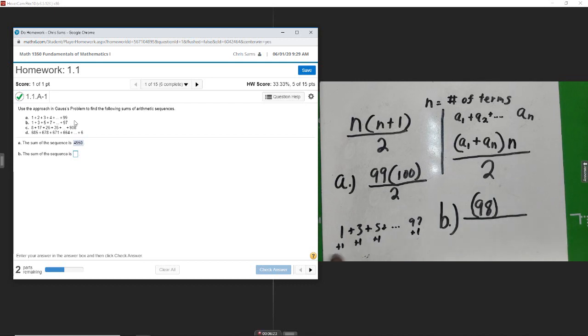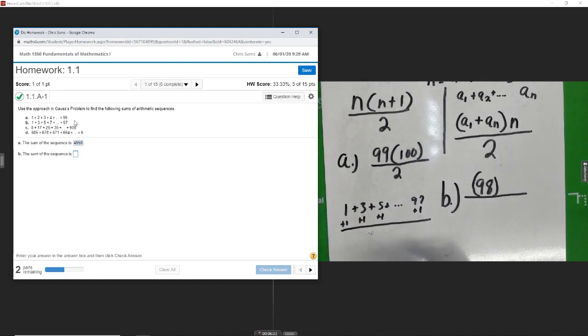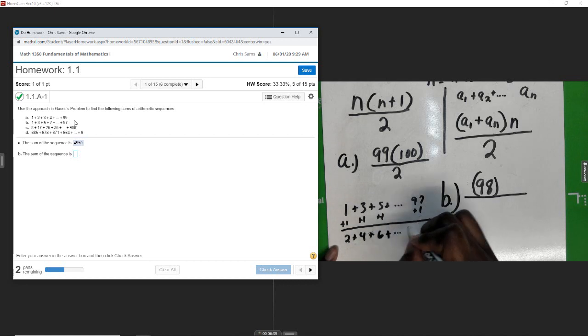So if I added plus 1, that would just shift this sequence so that the sequence now looks like this. Sorry, let me get some more space. Now the sequence would be like this. 2 plus 4 plus 6 plus ... all the way up to 98. This is what we want because it will help us to find the n. Okay, so now notice all of these numbers are divisible by 2, so that's what we want to do.